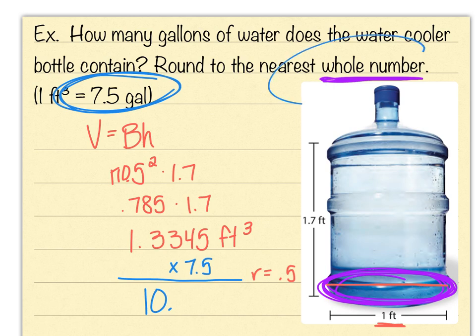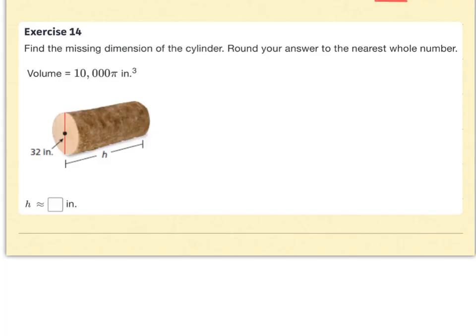10.00875. But remember, I'm supposed to round to the nearest whole number. So I'm just going to leave that as 10, and instead of labeling it in cubic feet, we're going to label it in gallons. So each of these water coolers holds approximately, and really close to, 10 gallons of water.